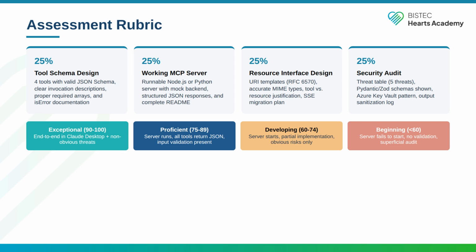Security audit evaluates whether your threat table covers at least 5 distinct threats with accurate attack vectors, whether Pydantic or Zod schemas are shown with field-level explanations for all 4 tools, whether output sanitization shows concrete before and after examples, whether the Azure Key Vault pattern is correctly implemented or accurately mocked, and whether the results summary is honestly completed with actionable recommendations. The passing score is 75%.